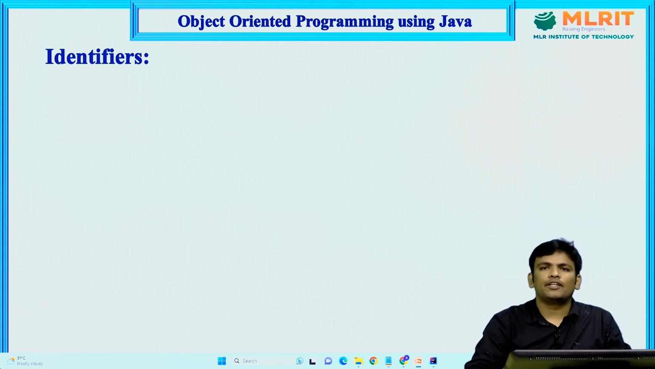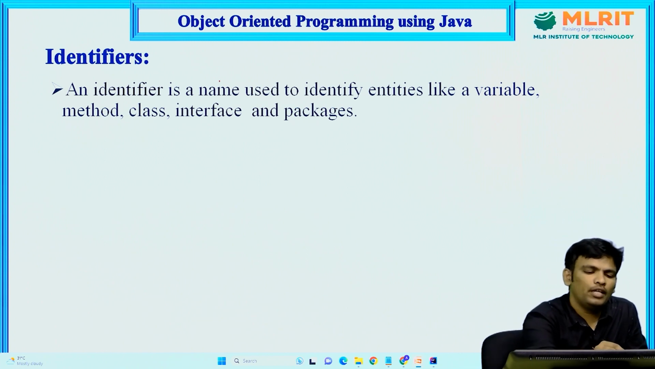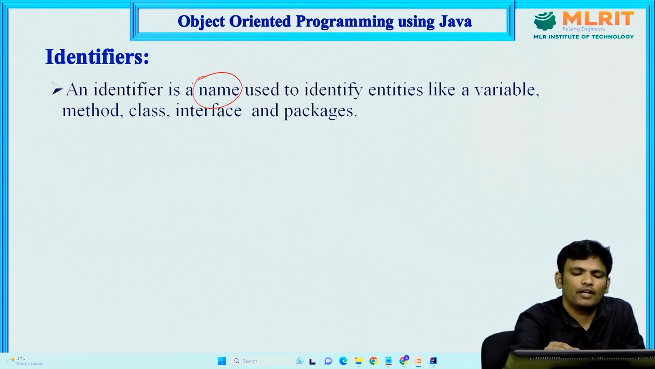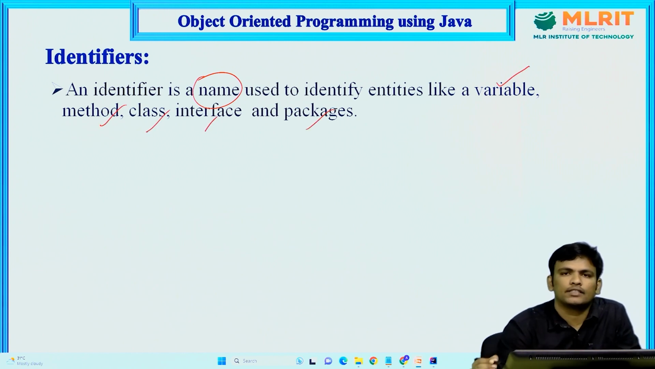So what is an identifier? An identifier is a name used to identify entities like variables, methods, classes, interfaces and packages. An identifier is nothing but only a name. So using an identifier we can identify entities like variables, methods, classes, interfaces and packages.